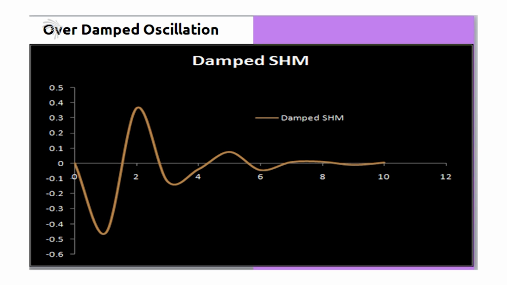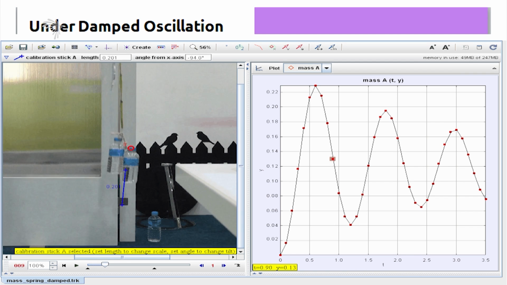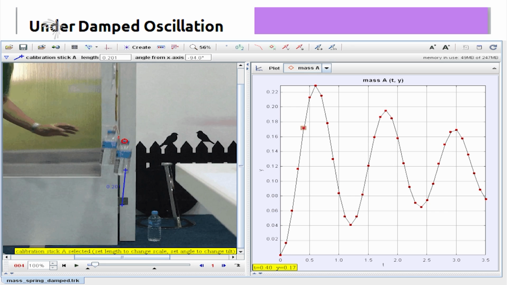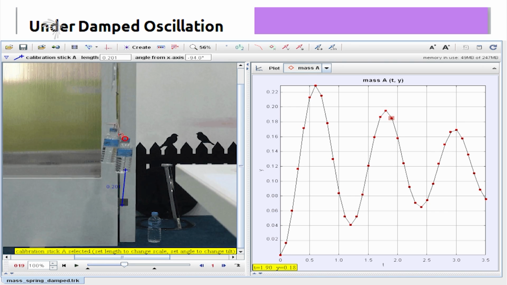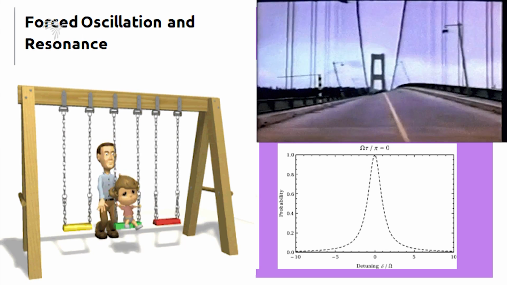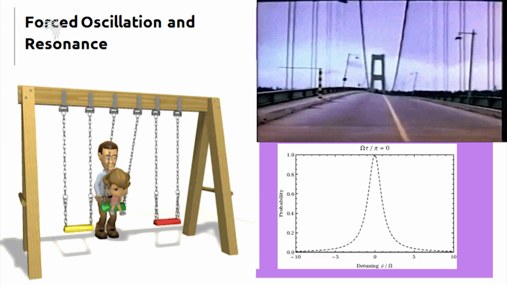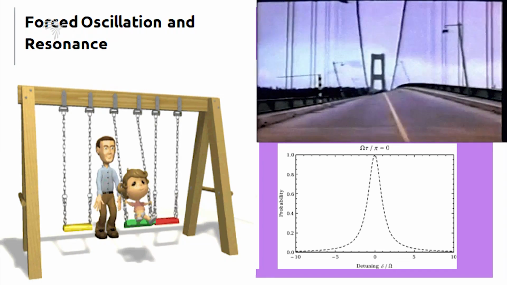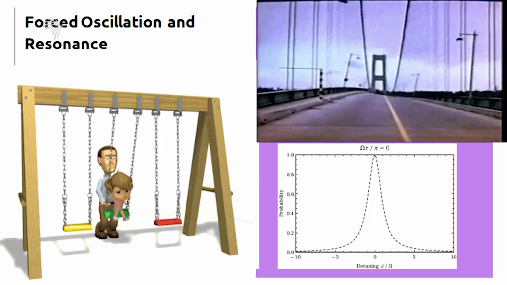And the third kind of damped oscillation is called underdamped or lightly damped oscillation. This is an oscillation in the presence of small damping forces like air resistance. The system oscillates with steadily decreasing amplitude. Forced oscillation and resonance. Consider an oscillating system that when left to itself oscillates at a frequency of f0. We call this frequency the natural frequency of the oscillator.